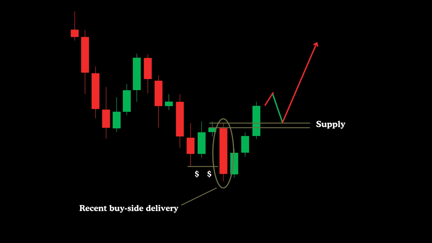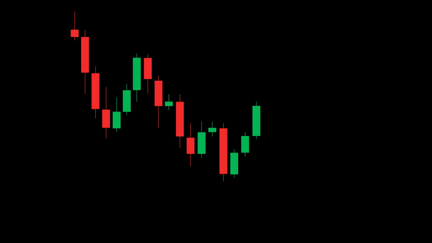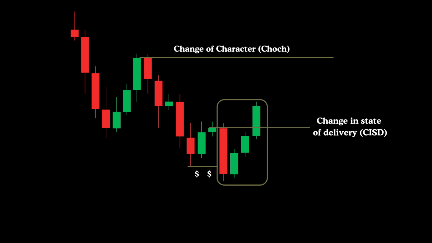Both concepts may appear similar, but there are distinct differences between a change in state of delivery and a change of character. A change of character happens when price breaks a clear market structure, confirming an overall trend reversal. In contrast, a change in state of delivery focuses primarily on a sudden momentum flip to the opposite side, often signaling a potential structure shift even before the change of character appears.